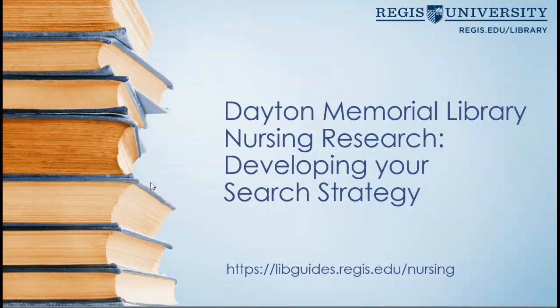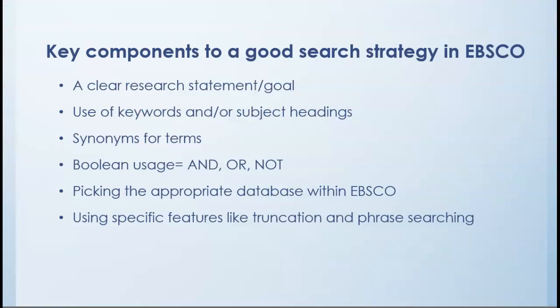This unit covers developing your search strategy. Some key components to a good search strategy in the EBSCO databases are a clear research statement or goal, use of keywords and/or subject headings, synonyms for terms, the use of Boolean and, or, and not, picking the appropriate database within EBSCO, and trying out some of the specific features like truncation and phrase searching.